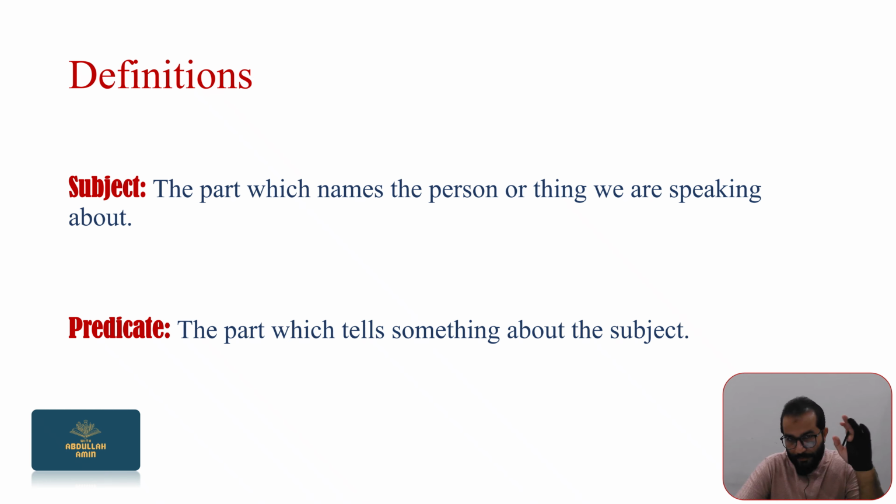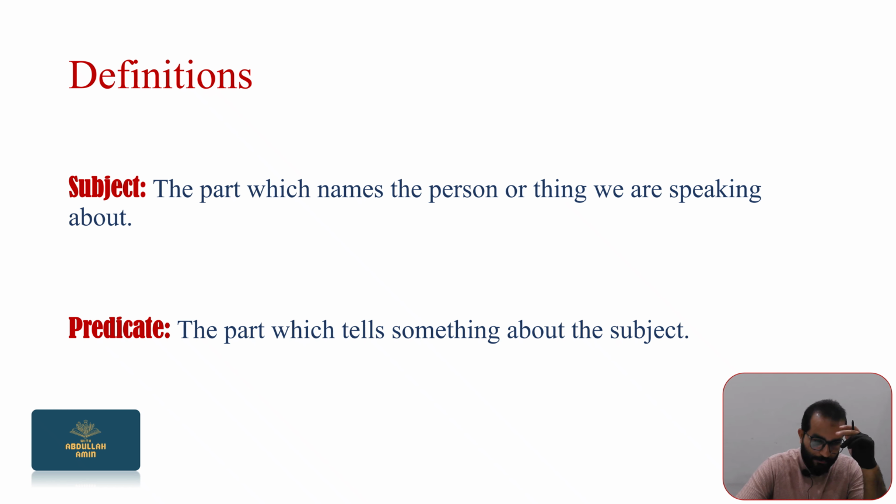So before we start solving the exercise, let's have the definition of both subject and predicate. The definition of the subject is that this is the part which names the person or thing we are speaking about. So over here, right after about, you should add in a sentence or in a clause. So in a sentence or in a clause, the part, either it's a person or a thing we are speaking about, is called the subject.